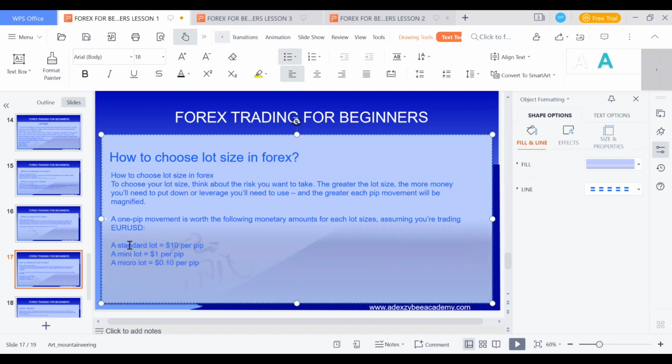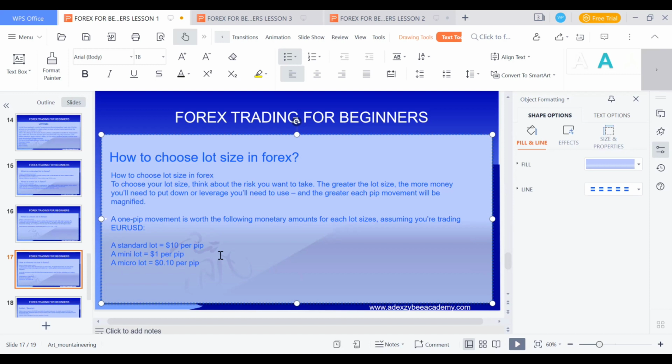Now, one standard lot is equal to $10 per pip. If you open one lot on any currency pair, when price moves by 1 pip in your favor, you are making $10. Every 1 pip price moves in your favor, you are making $10. And on the flip side of it, every 1 pip price moves against you, you are losing $10. That's how it is.